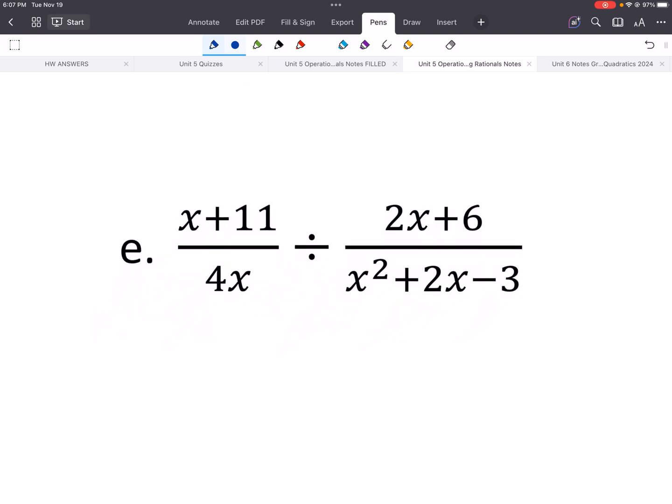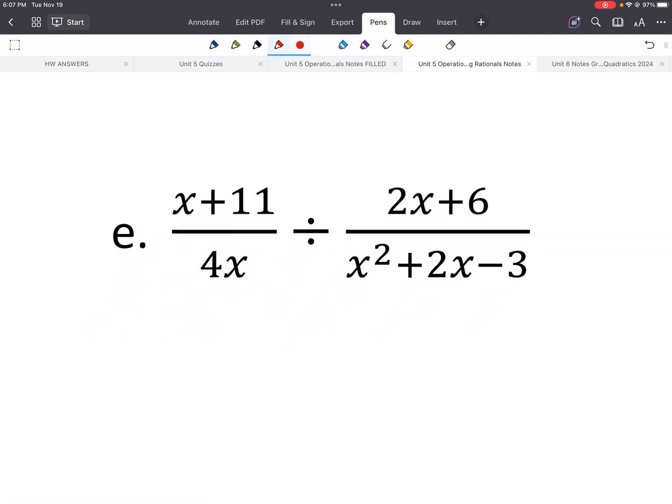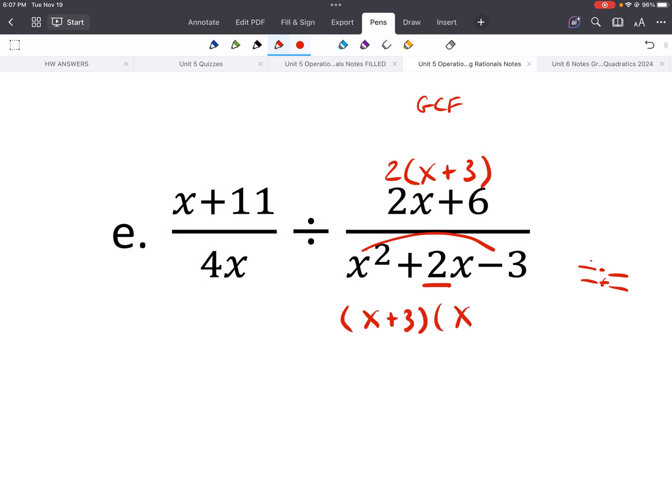Filled in notes. E, here, again, this is not factored, so we'd want to check and see if there's anything we can factor out. So for the top, it's a GCF problem. We can take out a 2. And on the bottom, this is like the puzzle, right? In fact, this is called factoring by grouping. Okay, so what could multiply to -3 and add to 2? Would be x plus 3 and x minus 1.